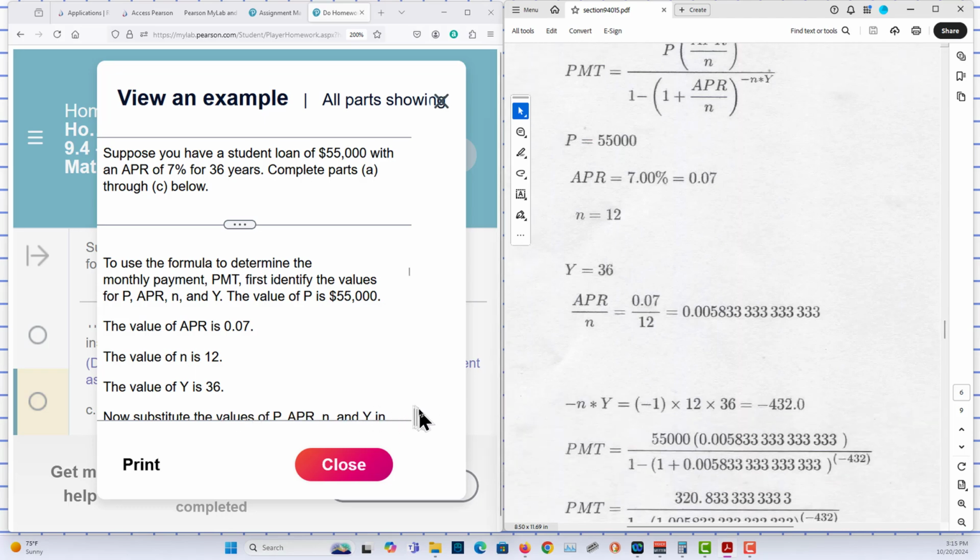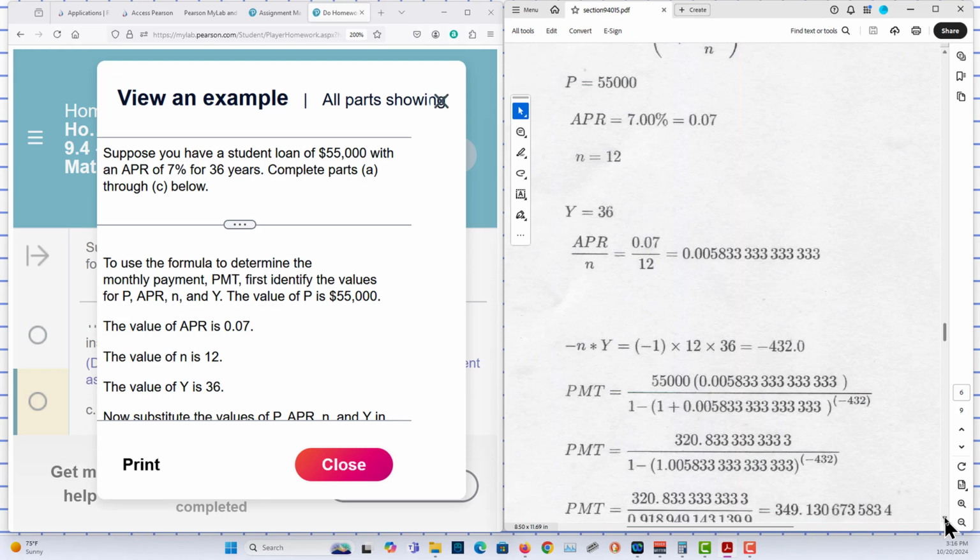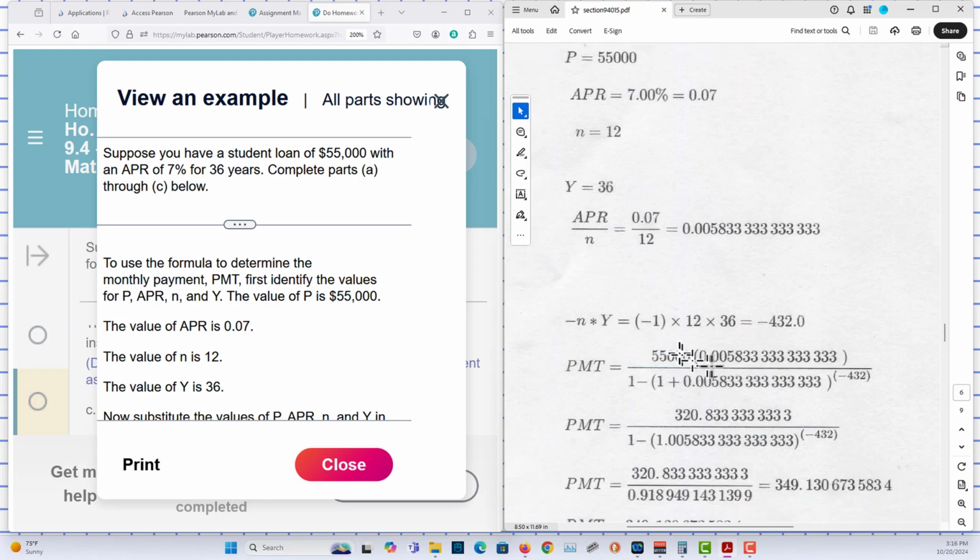Y is 36. Okay, so the formula we have in here, you have the APR over N, so I divide that out and it gave me that number. I also have a negative N times Y, multiply that out and it gave me that number there, negative 432. Then we plug all of that into our formula. And that's what we have here.